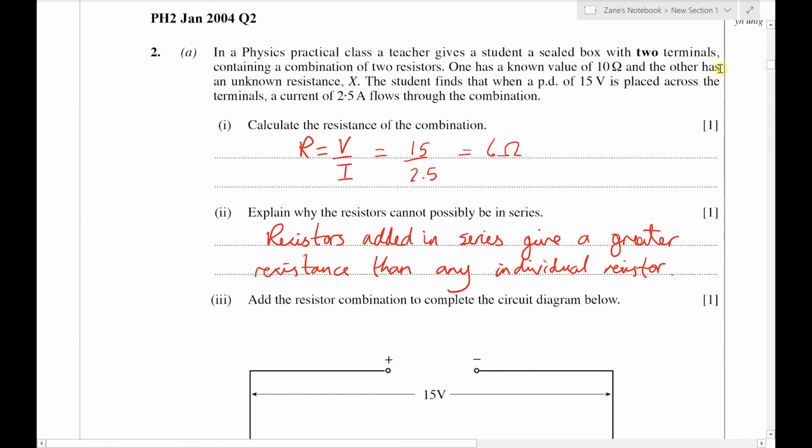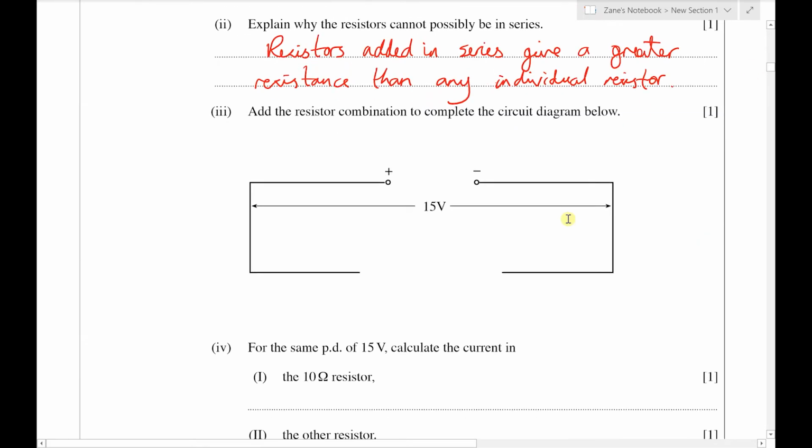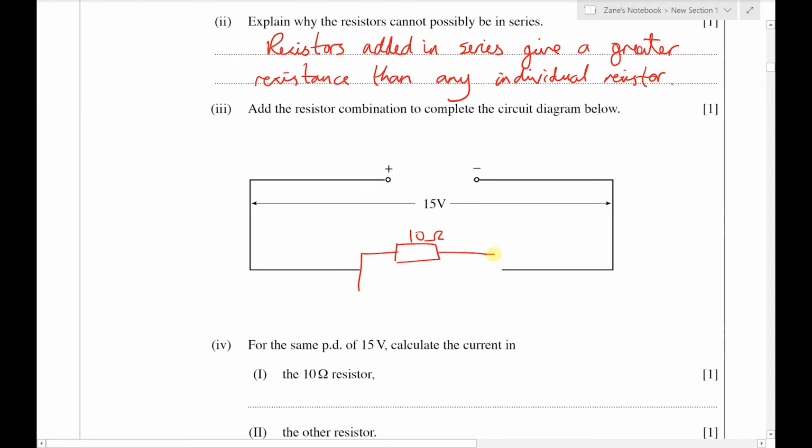Next we're going to add the resistor combination to complete the circuit diagram below. So we just want to make sure our two resistors are in parallel. 10 ohms here, and X ohms there.